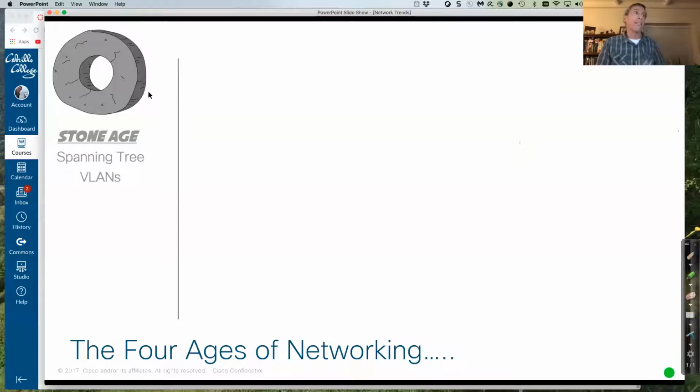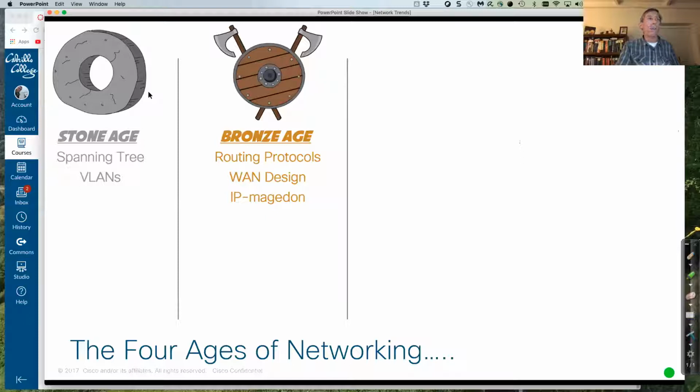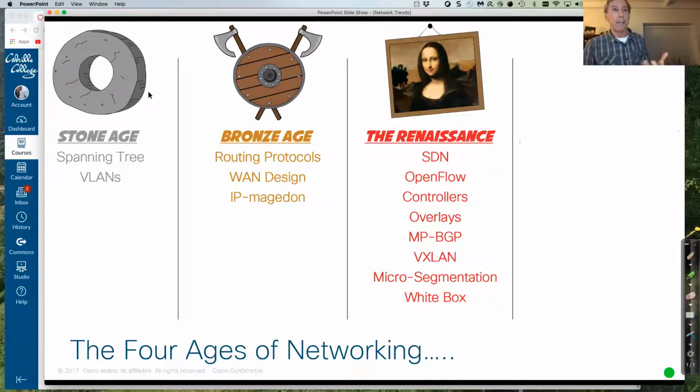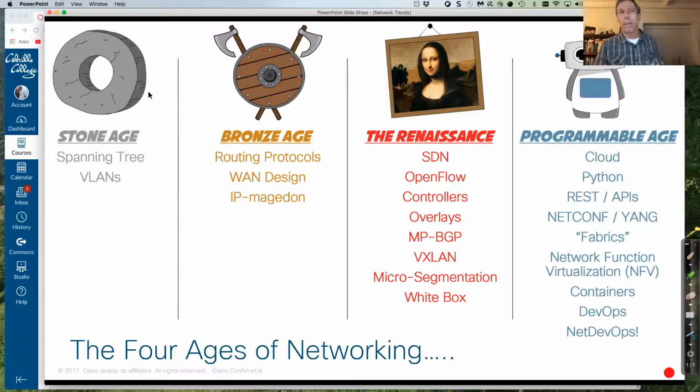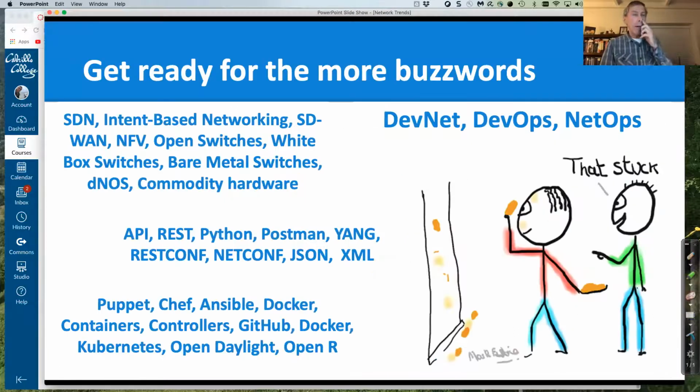So in the early years, we had the Stone Age, spanning tree, VLANs. I hate to say I'm pre-Stone Age. I mean, I remember when spanning tree and VLANs were new. Gosh, that's sad. Bronze Age, routing protocols, WAN design, IP-Ageddon. That's all of a sudden IPv4 and then IPv6 started coming into play. Then the Renaissance. You started hearing terms like SDN. I'll talk about that tonight. It means a lot of different things to a lot of different people. OpenFlow, controllers, VXLANs, white box. So that's kind of where we are, and where we're moving to is really this programmable age. Okay. So get ready for the buzzwords.